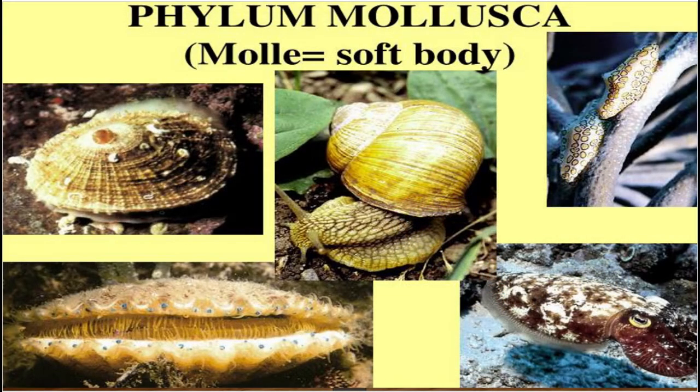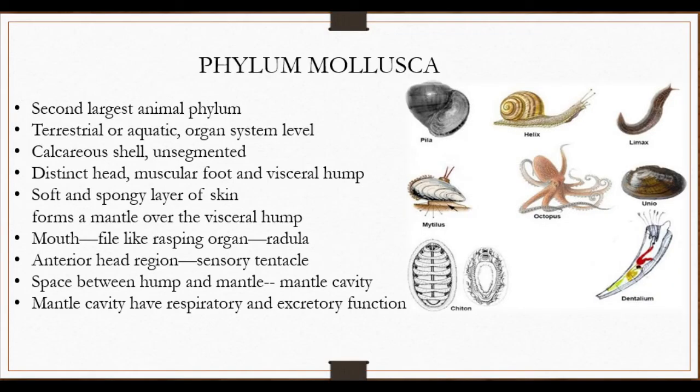Next one is phylum Mollusca. Mollis means soft. Phylum Mollusca is the second largest animal phylum. It is found in terrestrial and aquatic habitats, at the organ system level of organization. They have a calcareous shell. They are unsegmented. They have a distinct head, muscular foot and visceral hump. They have a soft and spongy layer of skin that forms a mantle over the visceral hump.